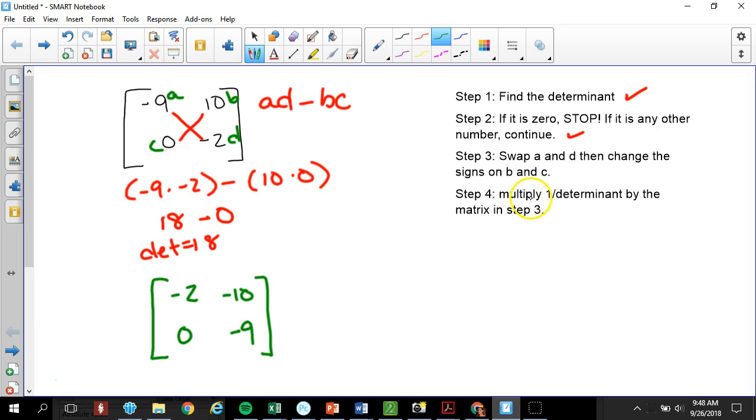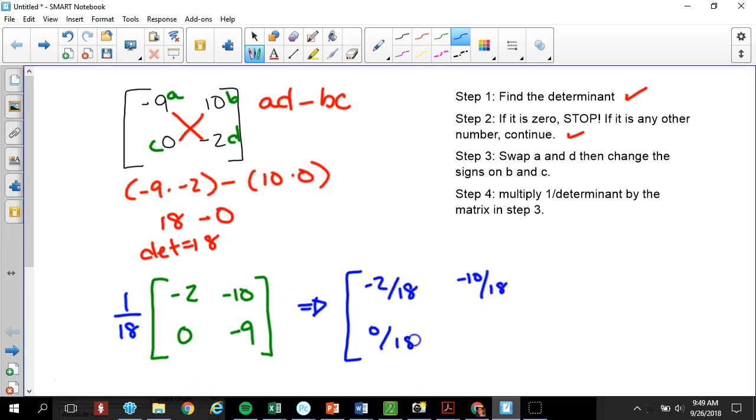All right, next step, multiply 1 over the determinant by the matrix in step 3. We have the determinant as 18, so it's 1 over 18. I have to distribute that all the way in. This is just a scalar like what we've seen before, where we've normally seen like 2 in front of a matrix, and you just multiply everything by 2. Here I have negative 2 times 1 over 18, which gets me negative 2 over 18. Then negative 10 times 1 over 18 gets me negative 10 over 18. Then 0 over 18, and negative 9 over 18.